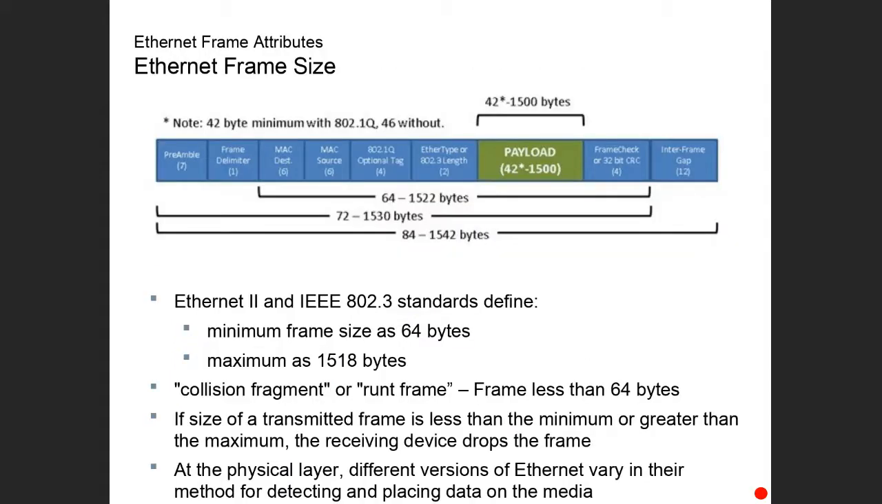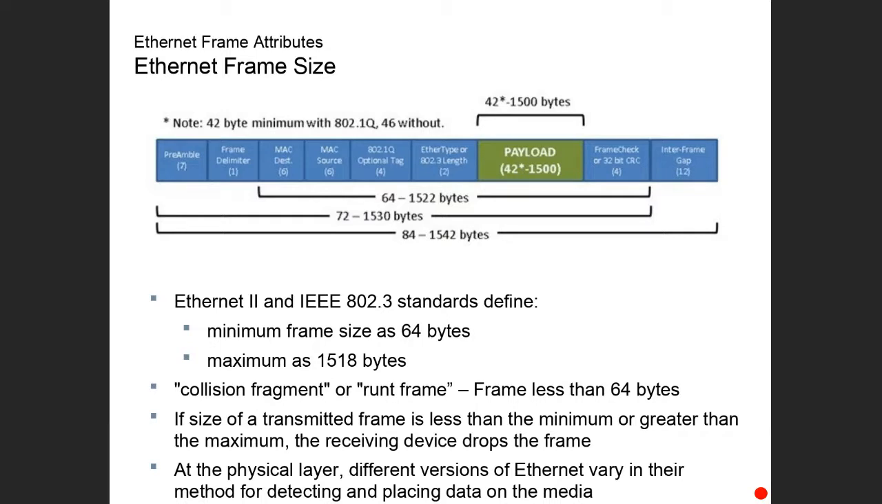The Ethernet frame size is not allowed to be any smaller than 64 bytes, because if a frame was formed that was less than 64 bytes, all the other devices would think some collision is occurring. This is not a valid frame.